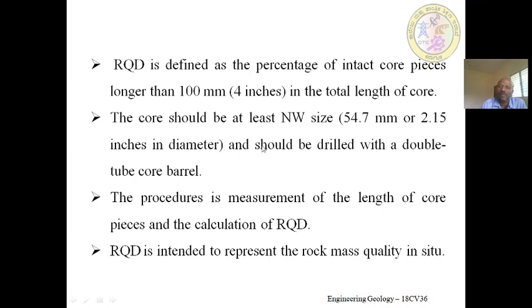The core should be at least NW size. The diamond bit comes in NW, HW and NQ sizes, but here at least NW size should be used, that is 54.7 mm or 2.15 inches in diameter, and it should be drilled with a double tube barrel. The procedure is measurement of the length of core pieces and calculation of RQD. RQD is intended to represent the rock mass quality in situ.